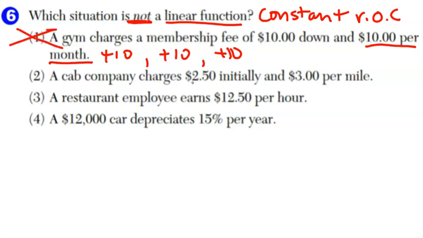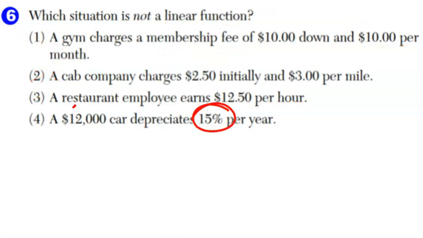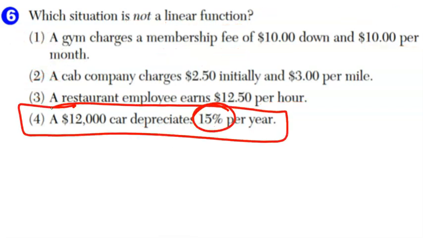A cab company charges $2.50 initially, but then its rate is $3 per mile. Again, that's plus 3 every time. That is linear. A restaurant employee earns $12.50 every hour, per hour. $12.50 plus $12.50 plus $12.50. That's linear. And the last one here says you depreciate 15%. There we have it. Percents are exponential, not linear.